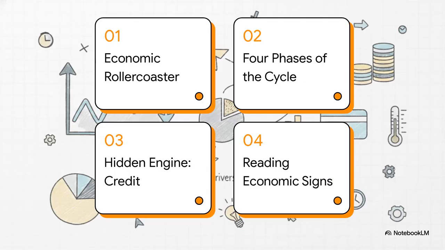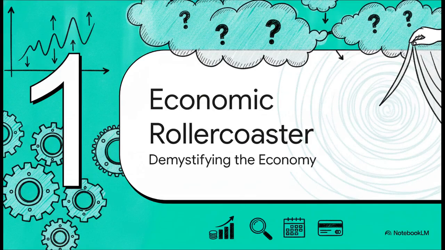Here's our roadmap for the explainer. First, we'll map out the economic roller coaster, then break down the 4 phases of the cycle. After that, we'll look at the hidden engine, credit. And finally, we'll learn how to read the economic signs. All right, part 1, the economic roller coaster.